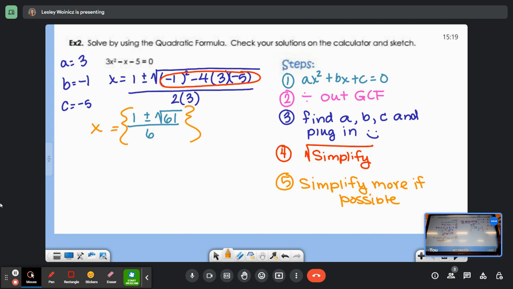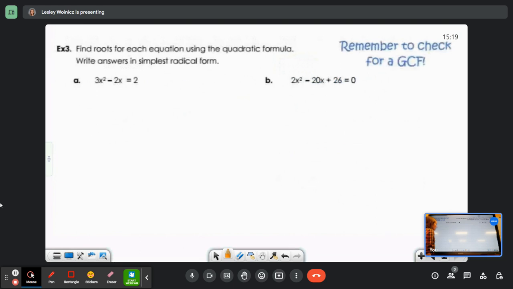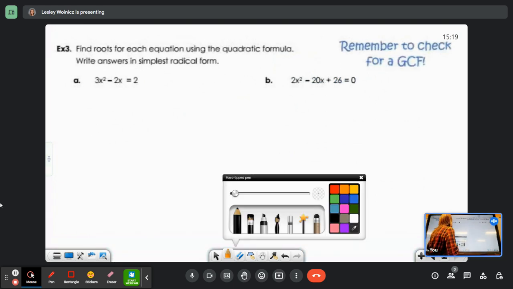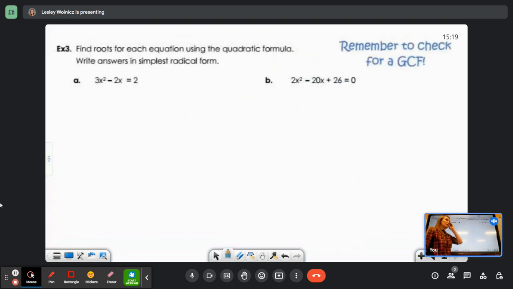Okay, flip. All right, this time, do we have standard form set equal to 0? No, we do not. So let's subtract away the 2. We get 3x squared minus 2x minus 2 equals 0. Okay, do we have a GCF to divide out? No.